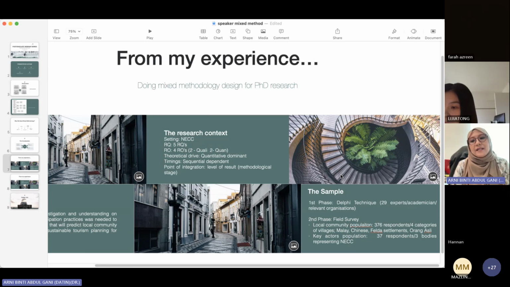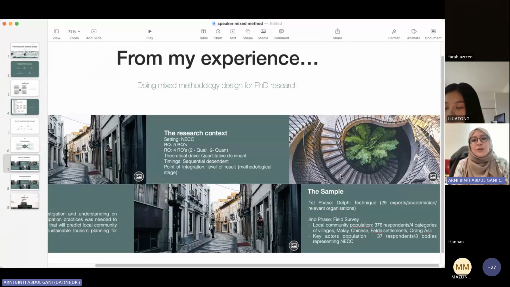I have 376 respondents from 4 categories of villages, because there are basically 4 main villages surrounding NECC, and I have to get everyone. I have to get a sample from those villages. So there are 376 respondents from 4 categories of villages: Malay village, Chinese village, Felda settlements, and the Orang Asli in areas surrounding NECC.